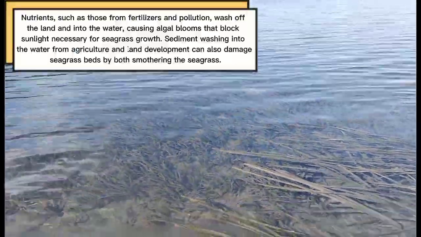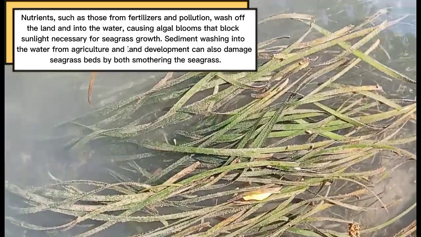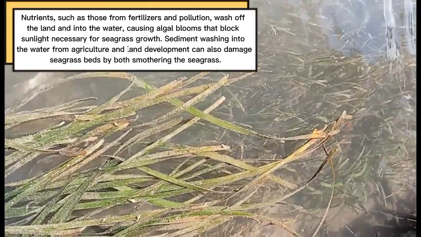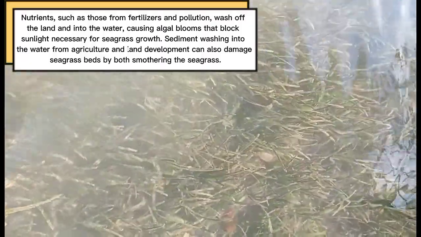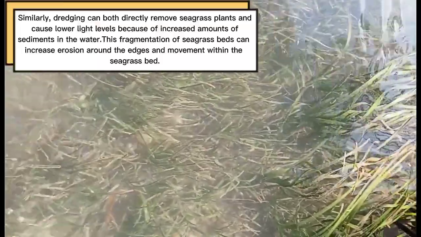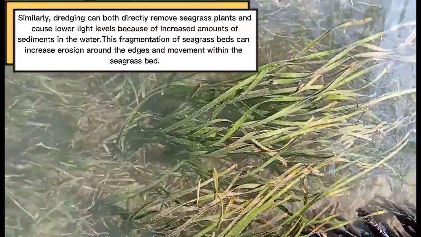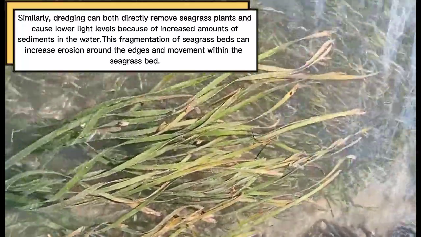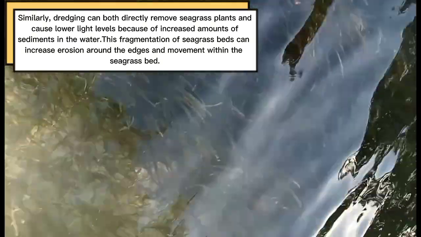Nutrients, such as those from fertilizers and pollution, wash off the land and into the water, causing algal blooms that block sunlight necessary for seagrass growth. Sediment washing into the water from agriculture and land development can also damage seagrass beds by smothering the seagrass. Similarly, dredging can both directly remove seagrass plants and cause lower light levels because of increased amounts of sediments in the water. This fragmentation of seagrass beds can increase erosion around the edges and movement within the seagrass bed.